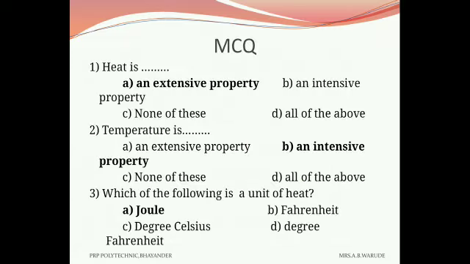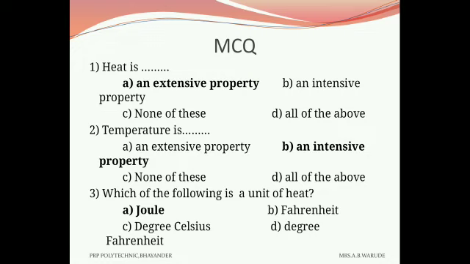Now we solve some MCQs based on these topics. First, heat is dash dash. Option A is an extensive property. Option B is an intensive property. Option C is none of these. And option D is all of the above. As we saw in the earlier slide, it is observed that heat is an extensive property, and therefore correct option is A, extensive property.